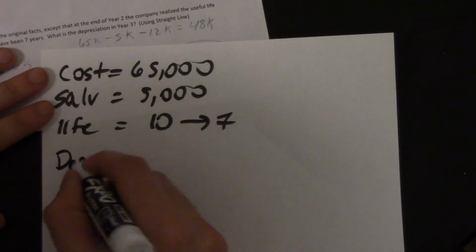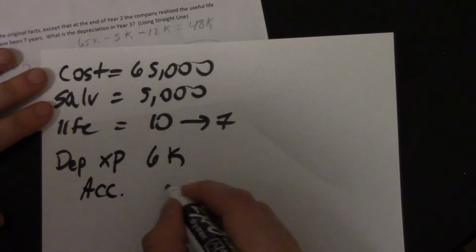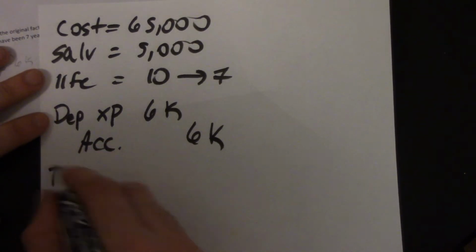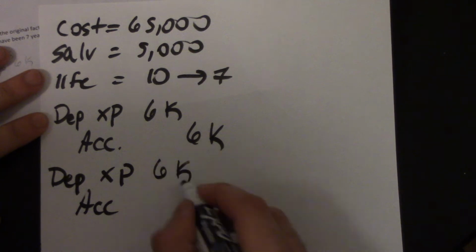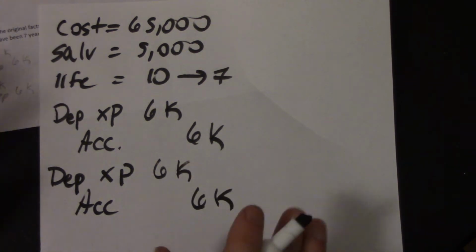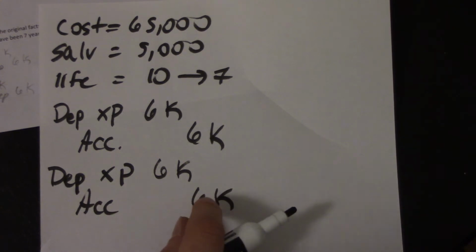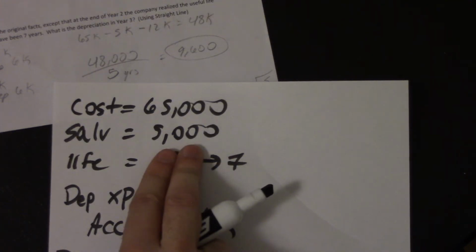So, in the first year, depreciation expense for 6,000, accumulated depreciation for 6,000. In the second year, we'd do the exact same thing. For 6,000, 6,000. Nothing new there. Now, after we make this journal entry, we said, okay, instead of 10, we should have estimated it to be 7.